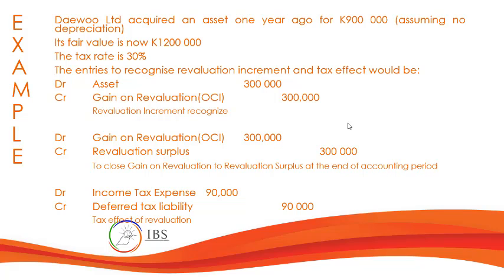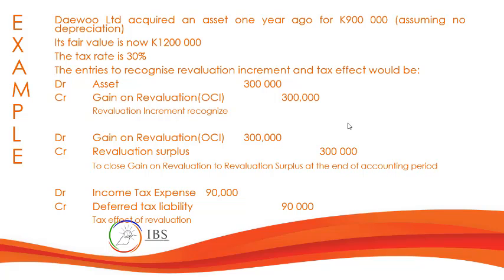So Daewoo Limited acquired an asset 1 year ago for 900,000 kina. Its fair value is now 1,200,000 kina, and we have a tax rate. So we have a revaluation increment of 300,000. 1.2 million less 900,000 kina, we have 300,000 kina. So to recognize that revaluation increment, debit asset and then credit gain on revaluation.